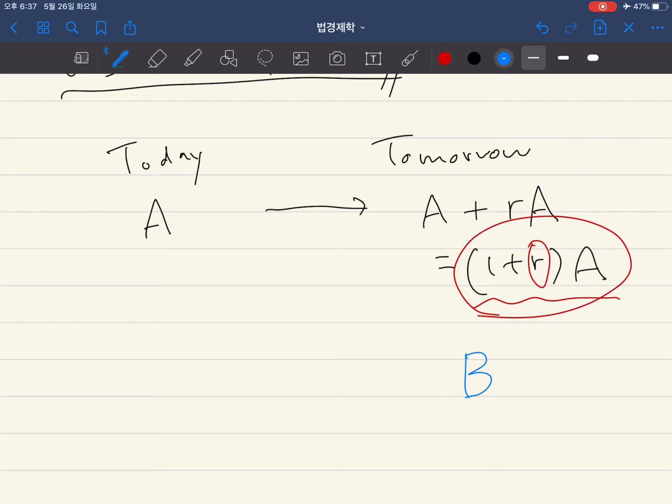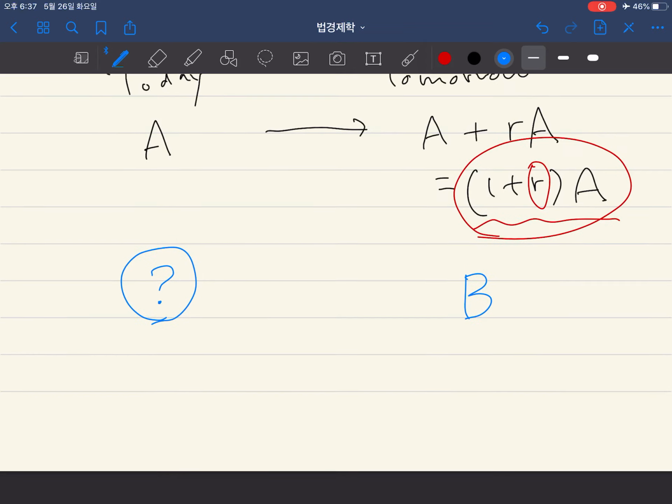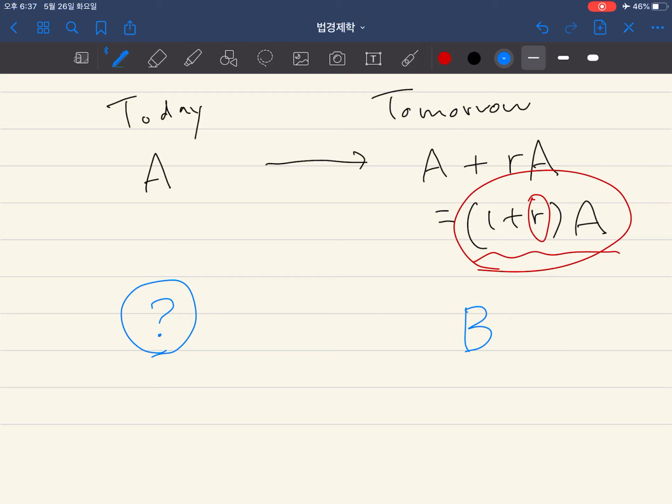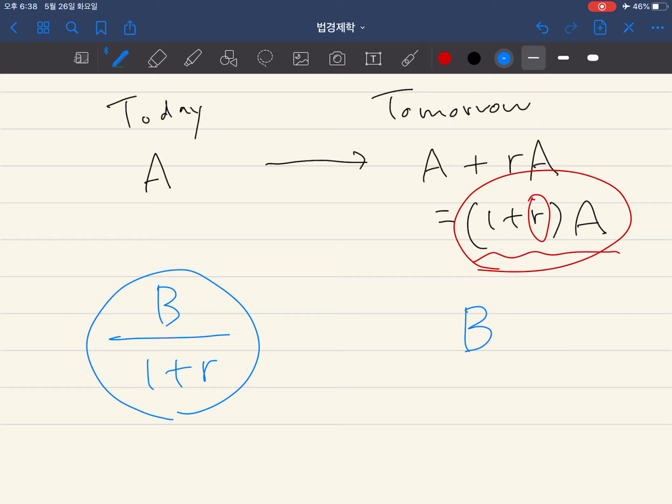Suppose you have $B tomorrow. Then what must be today's amount if you want to get $B tomorrow? So it must be this much money. If you have this much money in the bank account, we multiply by 1 plus R, then it's gonna be $B tomorrow.